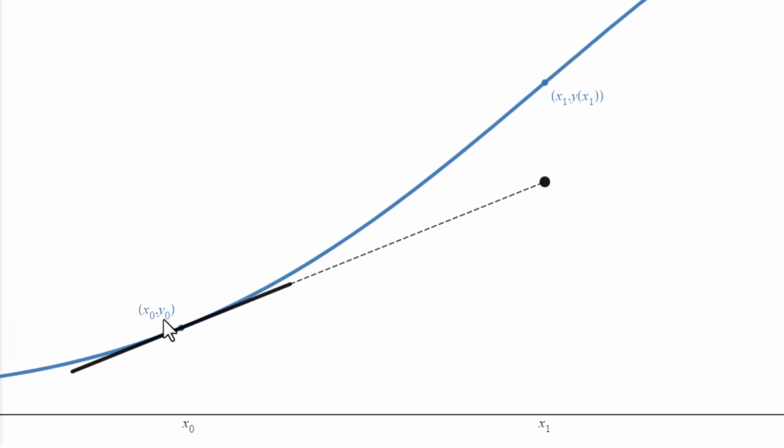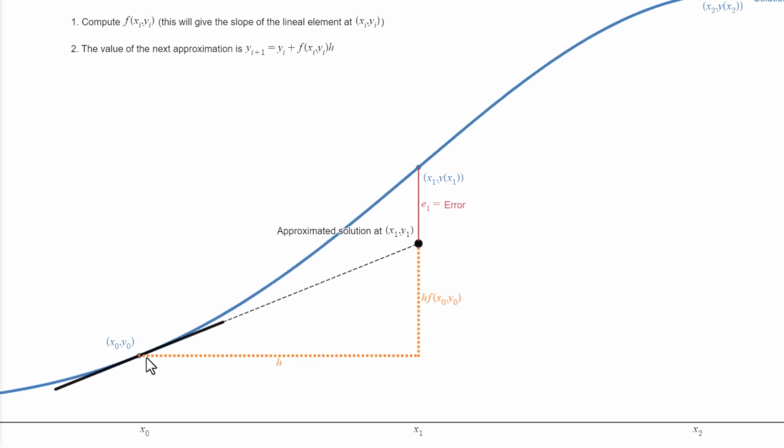Again, we started at x sub 0, y sub 0. I used the lineal element there to fire a shot along the line, h units ahead, to arrive at a point. And that new point is an approximation to what I think the solution curve y value should be. You can see there's a massive amount of error, but this is the best you can do with this very, very coarse method. Again, we step forward h units.